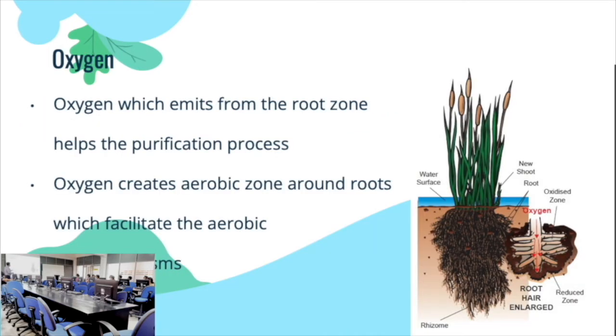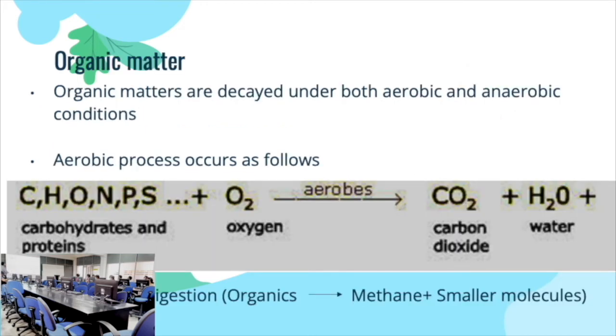Then oxygen is a main component of these wetland treatment systems. Because of the root zone of the plants, we have an oxygen-rich environment around the root zone. We call it an aerobic zone around the root zone, which facilitates the aerobic microorganisms around the root. So let's come to the organic matter removal. Organic matter is removed under both aerobic and anaerobic conditions. Aerobic conditions means where we have a lot of oxygen. Anaerobic is where we have little or no oxygen. So those are the two differences between aerobic and anaerobic conditions.